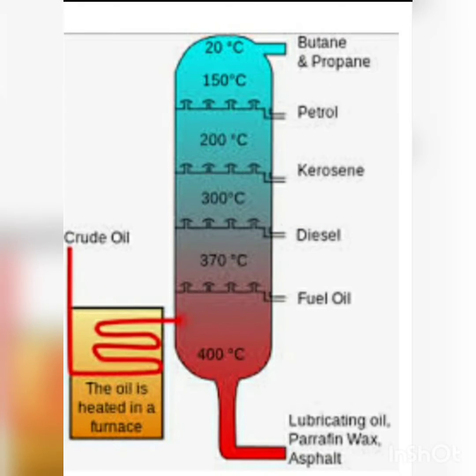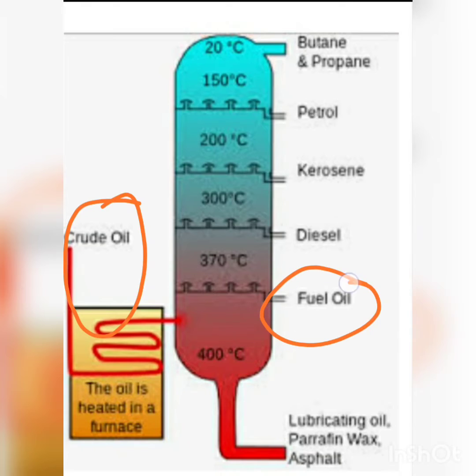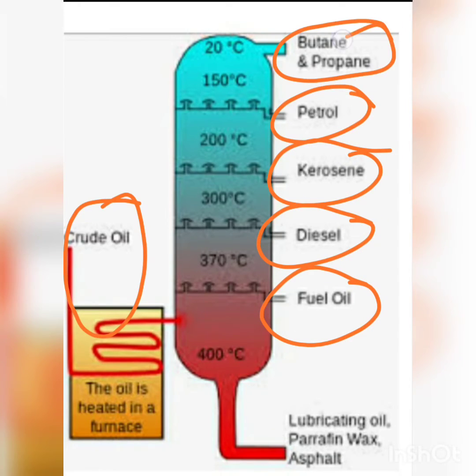A mixture of kerosene, diesel and petrol, called crude oil, can be separated by the method of fractional distillation. We get the different types of oil in different fractions of the distillation columns.